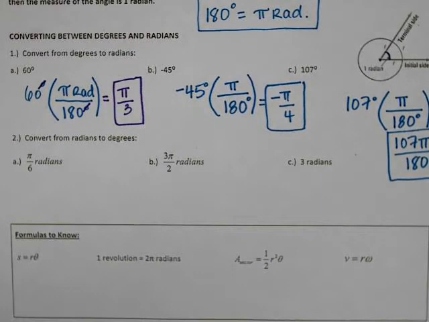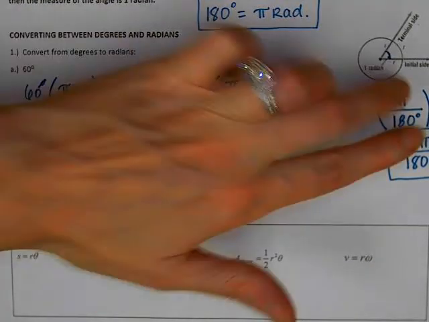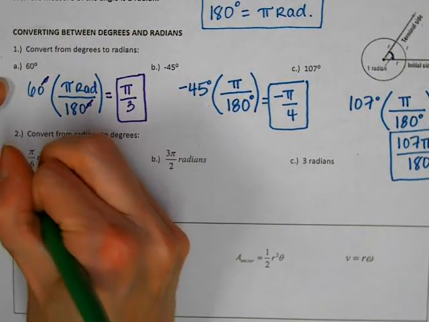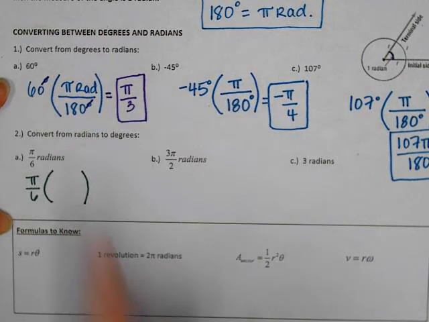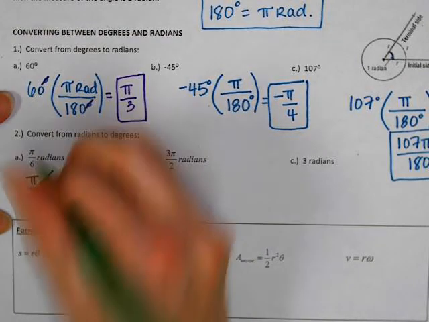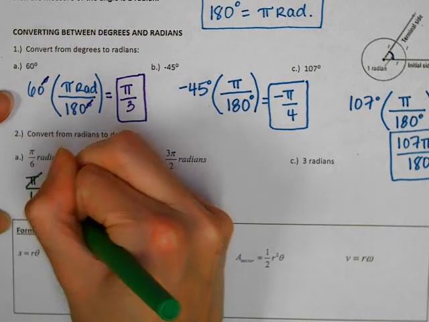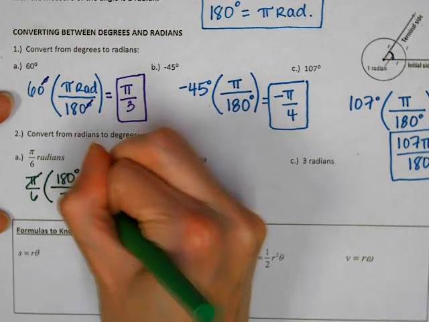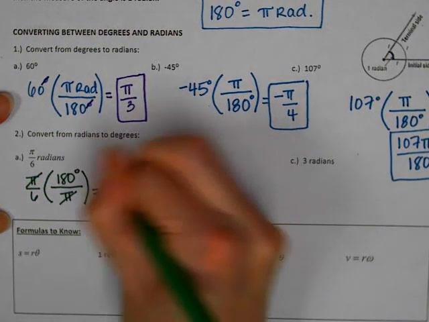Now to go backwards, we do the same thing, but we'll flip the conversion factor. So if you're given pi over 6 radians, you're going to multiply by not pi over 180, but 180 over pi. Because that way the pi radians will cancel and you'll end up in degrees. Okay, so 180 over 6, that's 30 degrees.